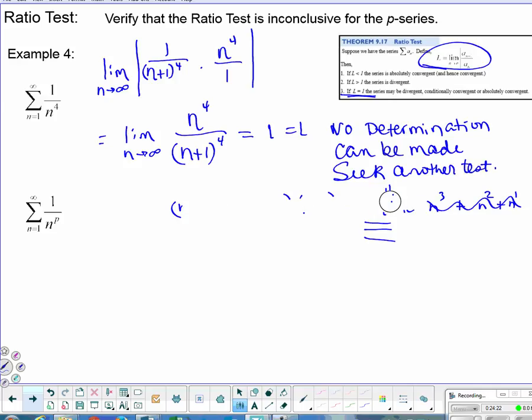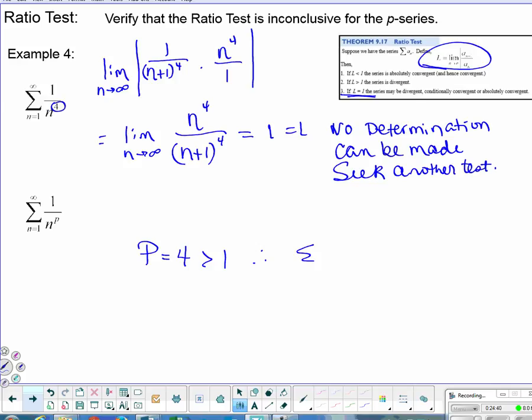The one that we probably would have pointed to all along was, why don't you look at the p-series? Because this is a p-series, right? The power is 4. So if the power is equal to 4, which is greater than 1, then we know that we have a series that is convergent by the p-series test.